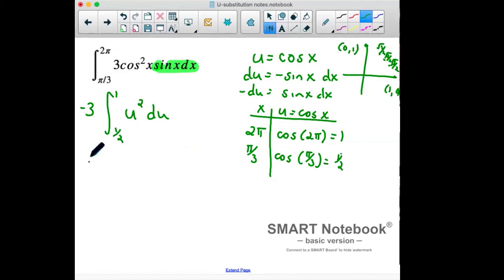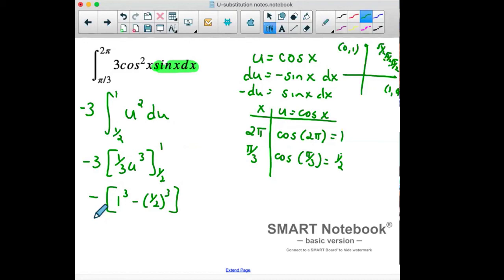So now I'm going to just integrate. Well, that's 1/3 u cubed, evaluated from 1/2 to 1. So that's negative 1 cubed minus 1/2 cubed. 1 minus 1/8, well, that's going to be 7/8 times negative, so 7/8 would be my answer.